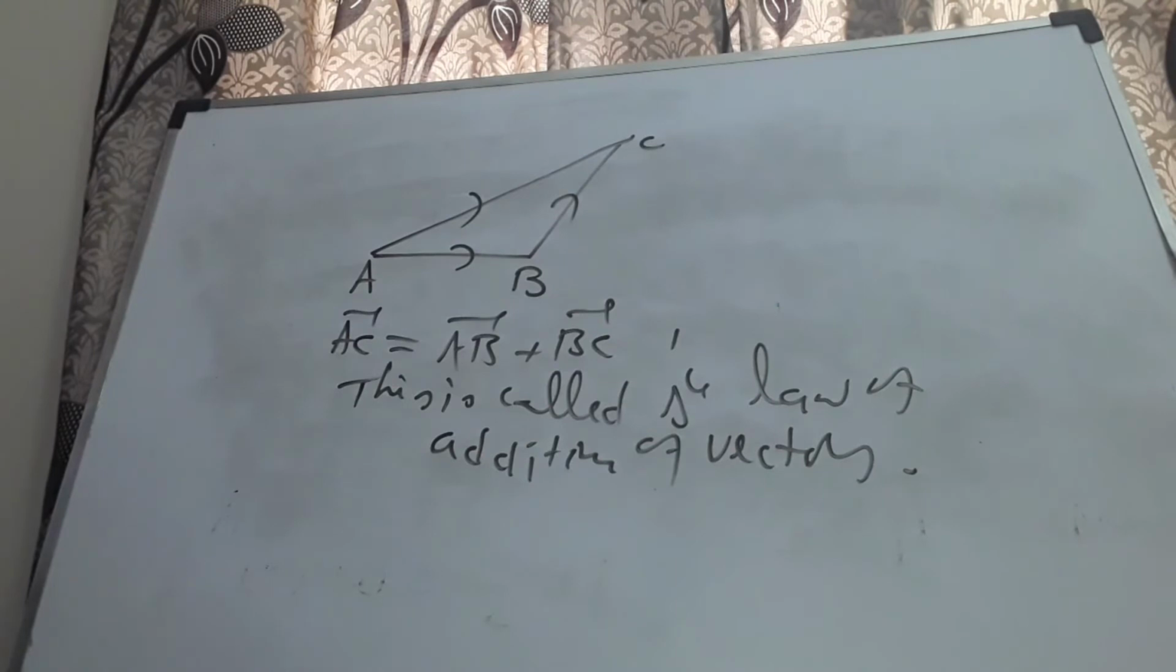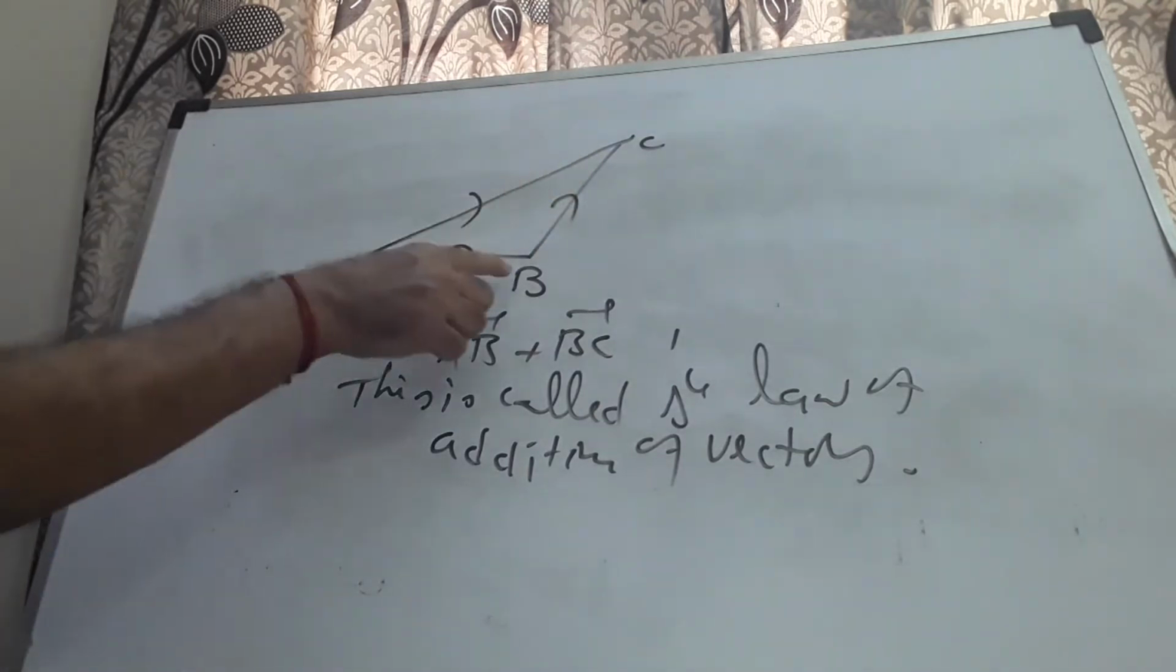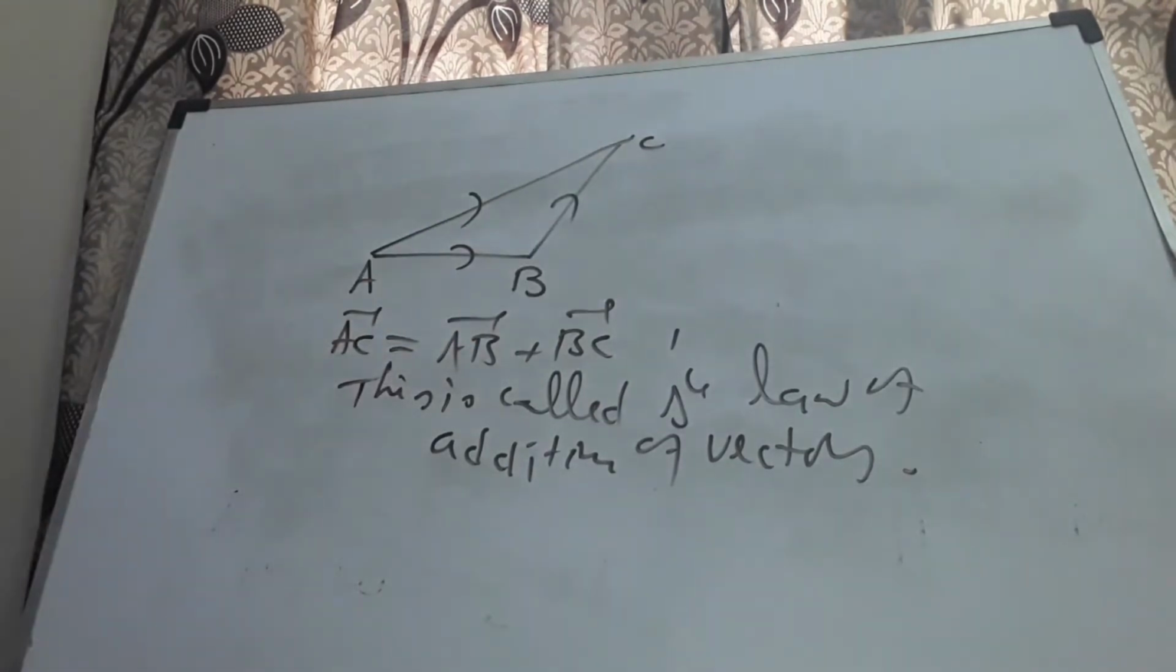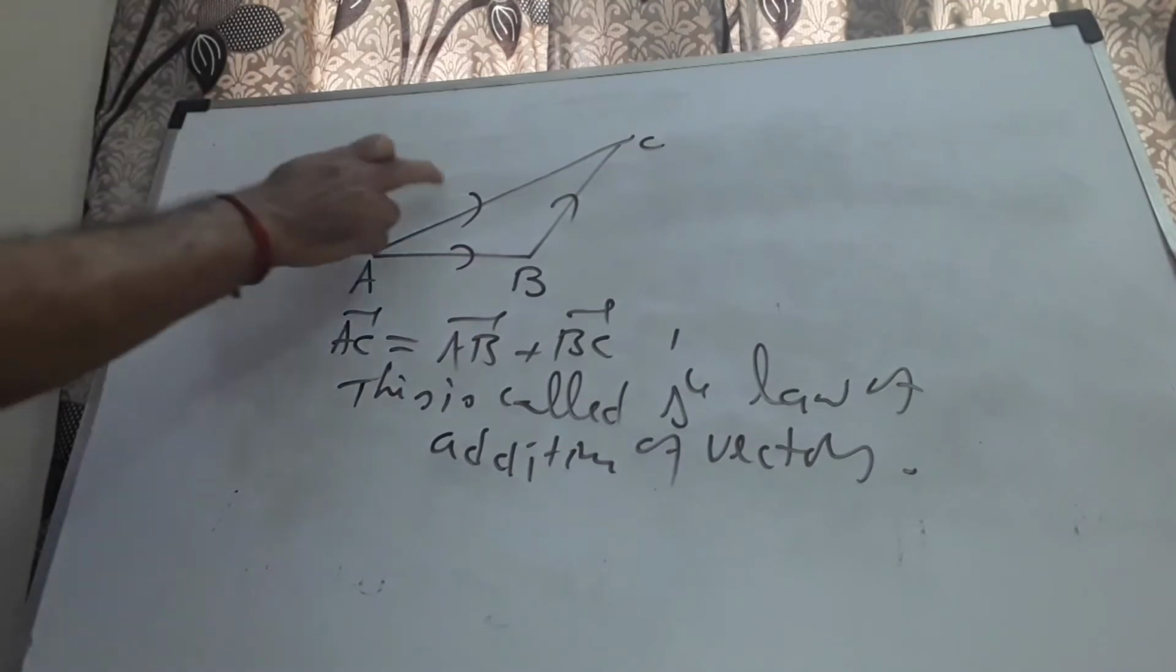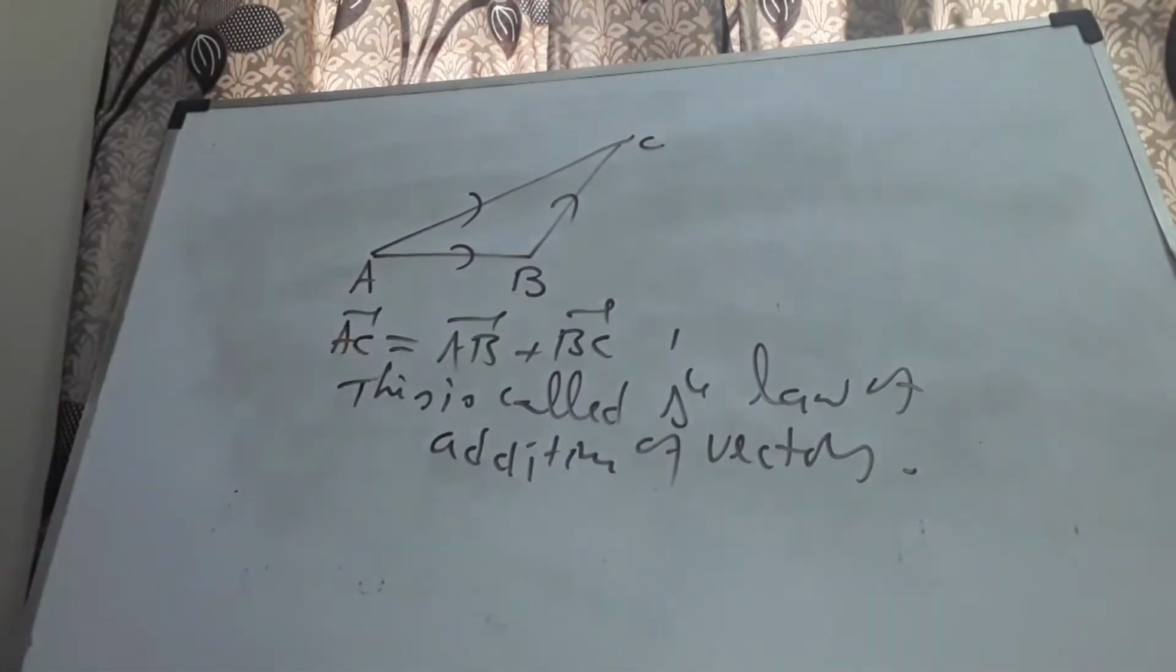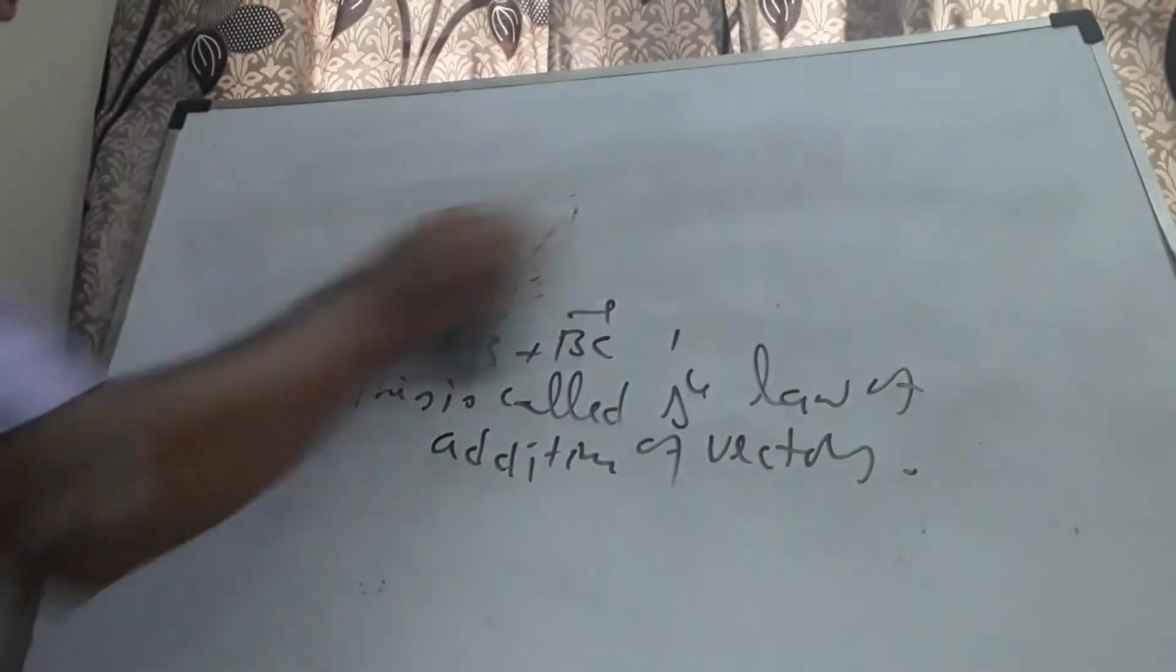Okay, let me just repeat. If I take two non-collinear vectors, AB vector and BC vector, of different directions, then I'll be able to write AC vector as AB vector plus BC vector. Therefore, this is called the triangle law of addition of vectors.